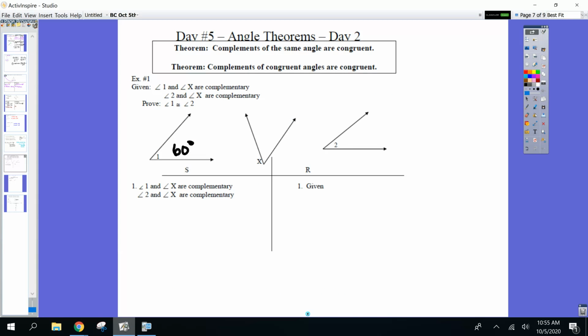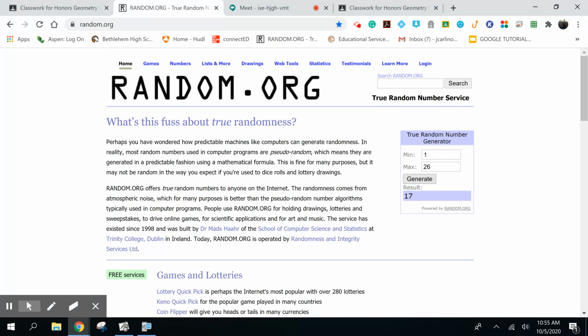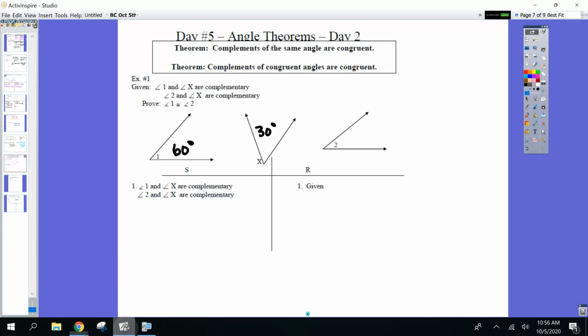What's the value? Go ahead. 30 degrees. What's angle 2? Remember, 2 and X are complementary. So what's angle 2? Hannah, what's angle 2? 60. What do you guys know about angles 1 and 2?